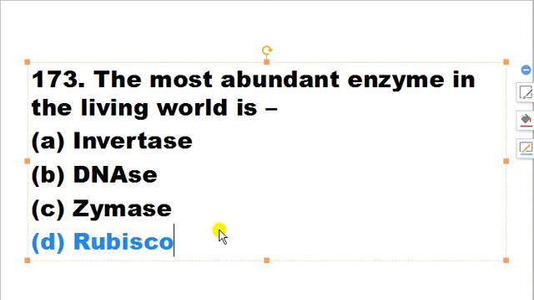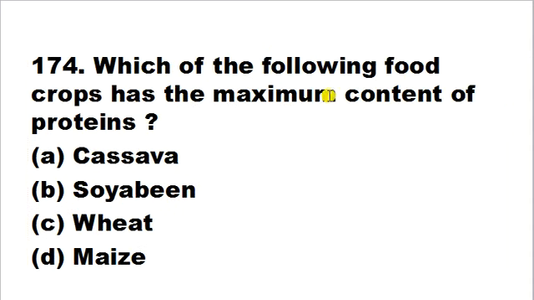Which of the following food crops has the maximum content of protein? Cassava, soyabean, wheat, maize. So here the correct answer would be B. That means soyabean is the food crop that has the maximum content of protein after non-veg animal food.